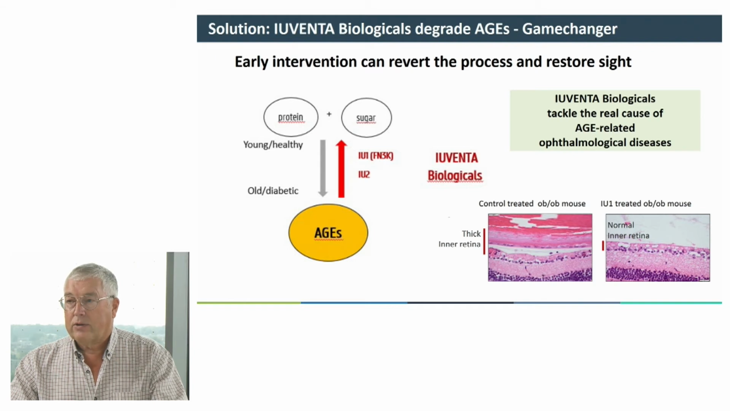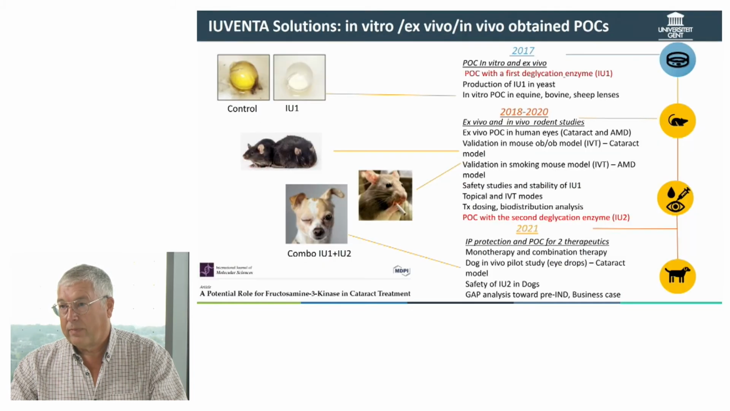And you can see here in the below panel a proof of concept with diabetic OBOB mice, which have been injected in the eye intravitreally, either with control or with IU1. In the control-treated animals, you see the thick inner retina reflecting diabetic retinopathy. In the right-hand panel, with the IU1 treatment, you see normal retina, preventing disease prevention and reversion.